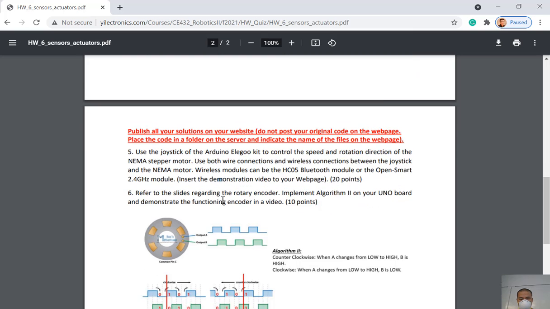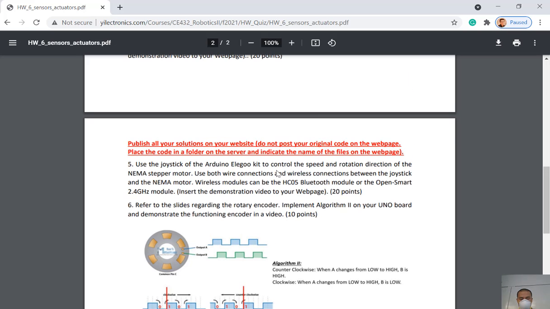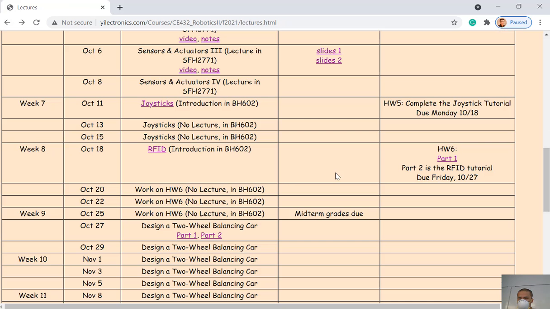Joystick, and eventually the encoder, okay? 6 very, very practical problems. So that's part 1 of homework 6.